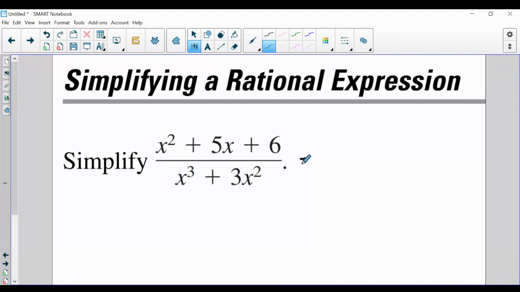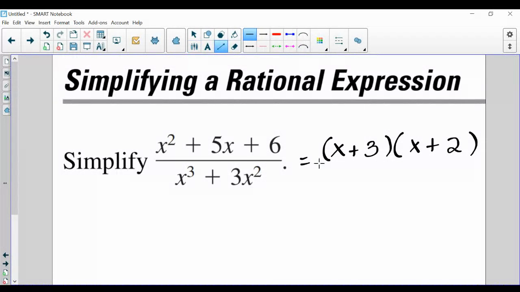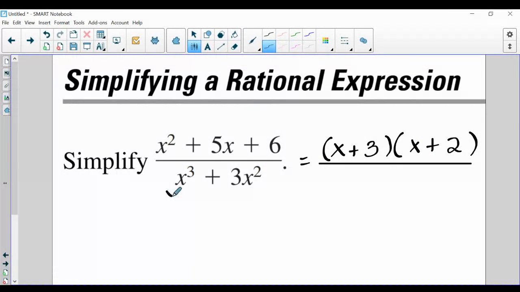So let's go ahead and factor the numerator. We'll do a guess and check on this trinomial. And we'll get x plus 3 times x plus 2. Those factors multiply to give you 6 and add up to equal the middle term. On the denominator, it looks like we have a GCF. There's a common term between the two. The highest power of x we can take out is x squared. And so we divide that out and we have x plus 3 remaining.